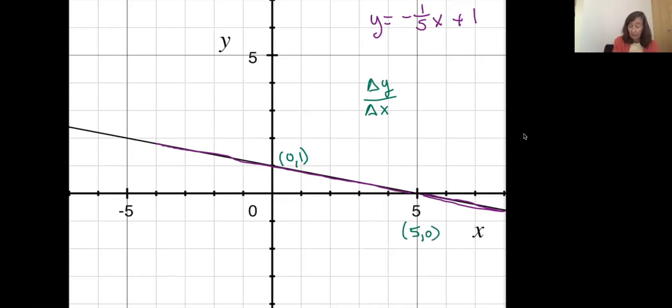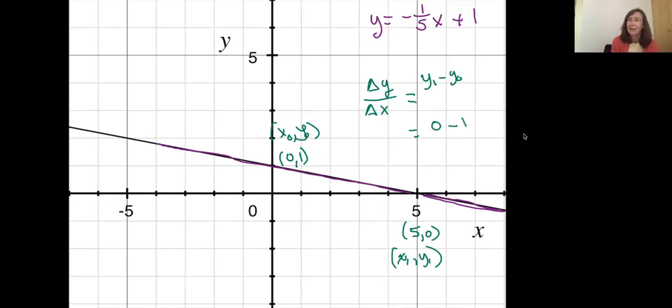So let's have this be my starting point, x0, y0, and this one be x1, y1 here. So when I do delta y over delta x, it's y1 minus y0. And what does that mean in this context? It means y1 is 0 and y0 is 1.